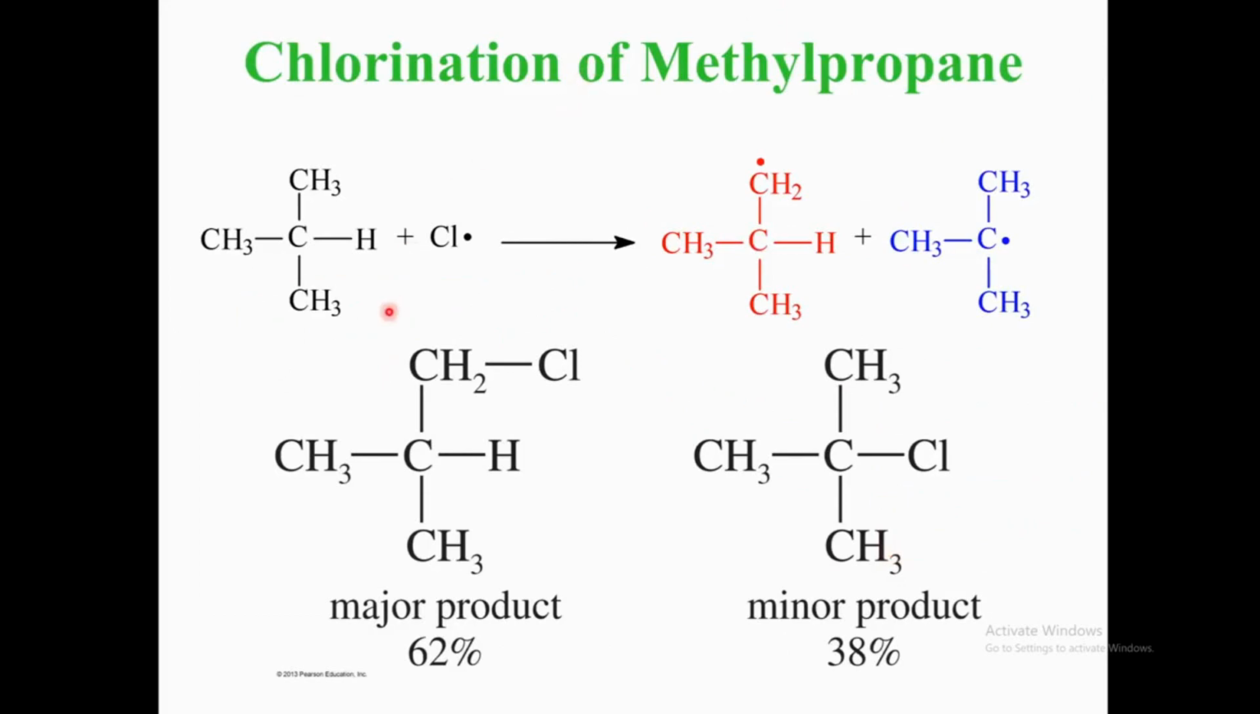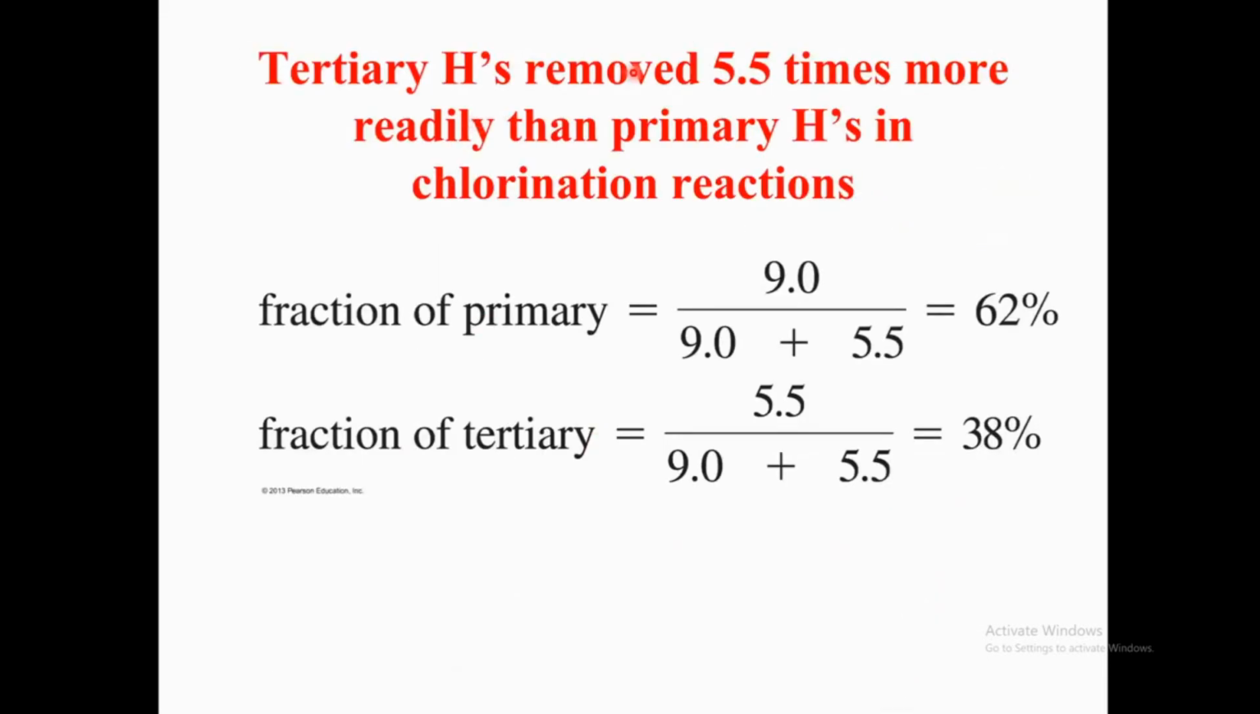Chlorination of methyl propane. First, this radical is formed, which rearranges to give you the tertiary radical. This is a major product in 62% with tertiary. This is primary, and this is the minor product, which is 38%. Tertiary hydrogens are removed 5.5 times more readily than primary hydrogens in chlorination reactions.